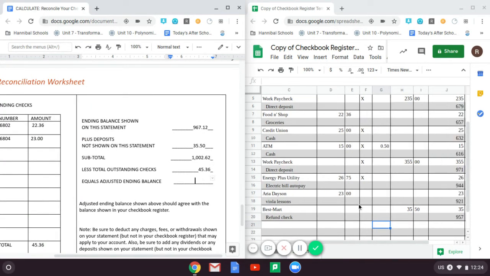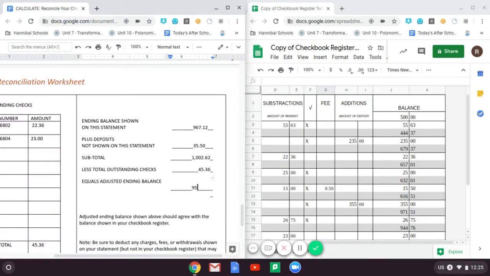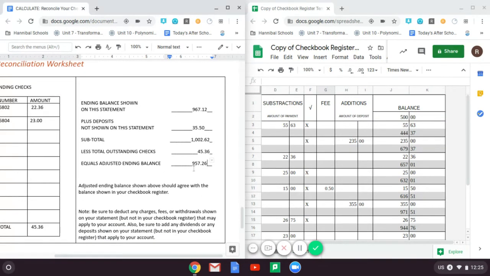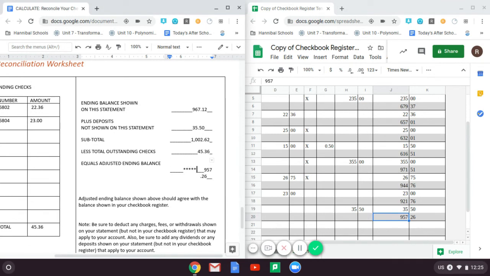And drum roll, please. That comes out to a grand total, an adjusted ending balance of $957.26. Again, please check my math. $957.26. And what should that now match? That should match our checkbook register balance. So we go over here, $957.26, $957.26. Yes, that is correct.